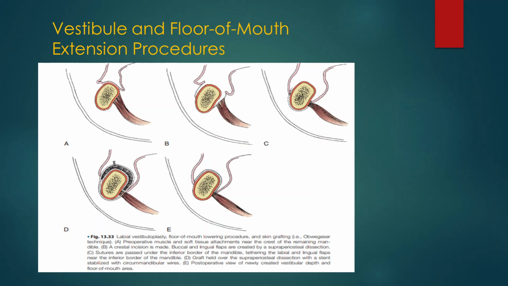sutures are passed under the inferior border of the mandible, tethering the labial and lingual flaps near the inferior border of the mandible, as we can see in C. Then a graft is held over the supraperiosteal dissection with a stent stabilized with circummandibular wires, as we can see in D. E shows a post-operative view of the newly created vestibular depth and floor of the mouth.